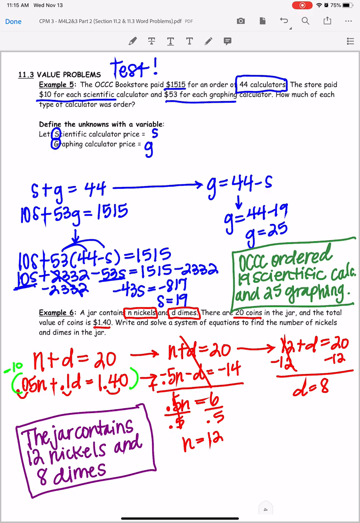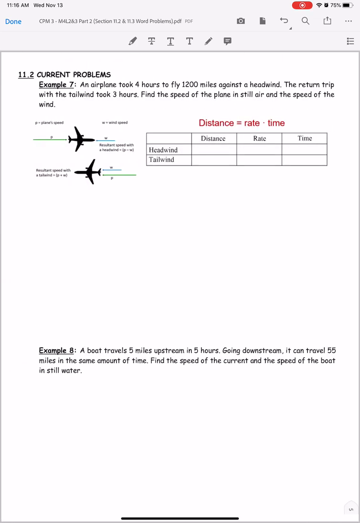All right, and last one, last type anyways, is your current problems. So these are honestly the harder of the two, but you're also going to have one like this on your test. Okay, you're going to have two types of word problems, these current problems and then the value problems that we just did.